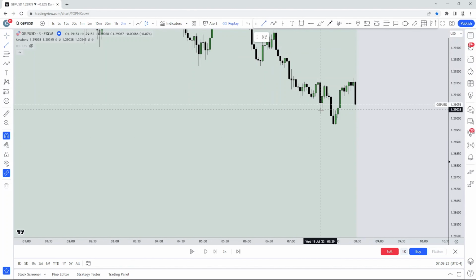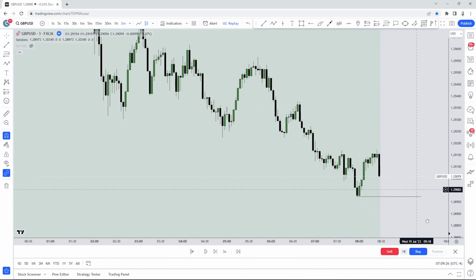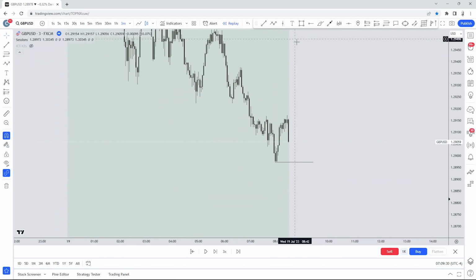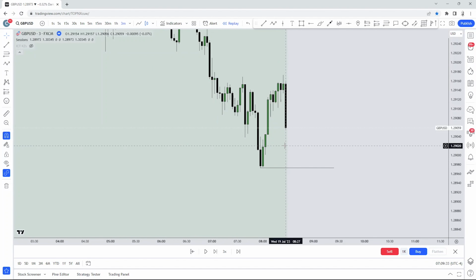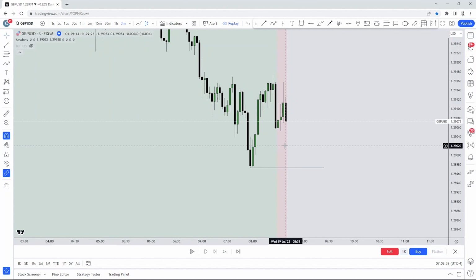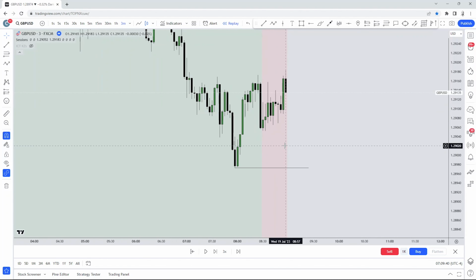So now the lowest point, where is it? It is exactly right here, and the highest point of the green zone from 12 until 8:30 is up here. We are waiting for one of those to be broken, and we will proceed together. Now we are in our pink zone, which is from 8:30 until 11.